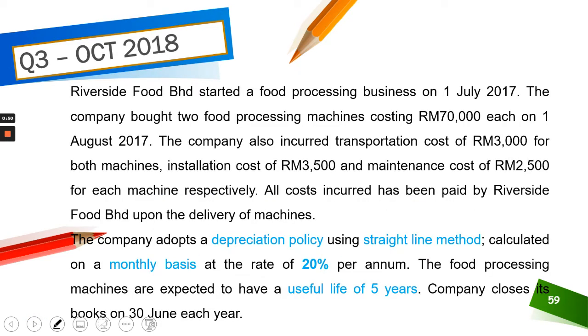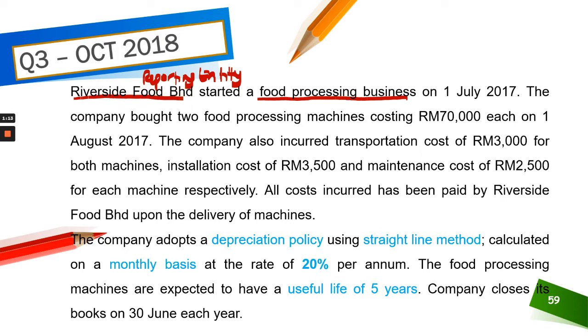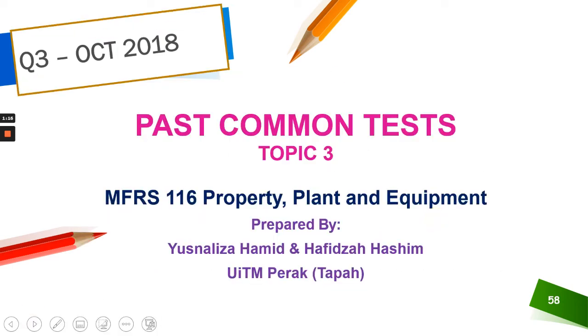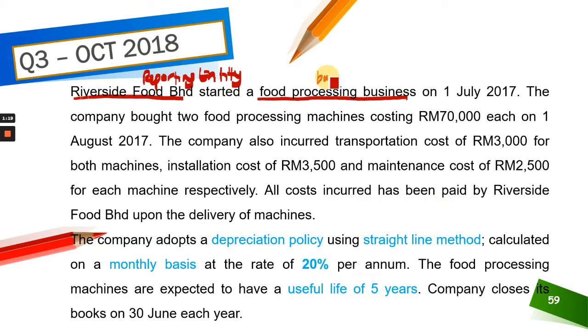Riverside Food Berhad started a food processing business. The food processing business is the business activity of Riverside. Riverside Food Berhad is the reporting entity, or the entity that prepares the financial statements. The food processing business is the main business activity of the company, and that business started on 1st of July.